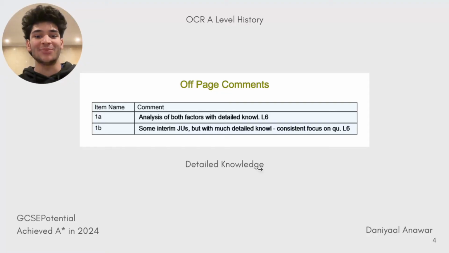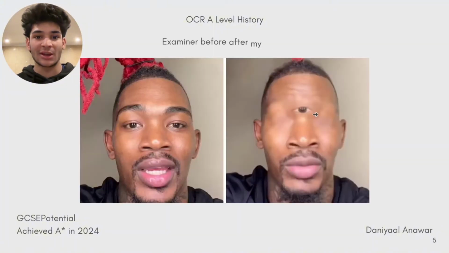But for the 10 marker, they basically just glazed me the entire time. They just said positive stuff, and yet they only gave me 9 out of 10. So I was very upset about that. But anyways, detailed knowledge, that's the common denominator. That's the important thing to focus on. See, if it's past 2025, you understand this. But yeah, I was very upset by the fact they gave me 9 out of 10 without giving an explanation. So, examiner, before, after my paper, something must have been wrong with them. Okay, sorry to whoever this is.